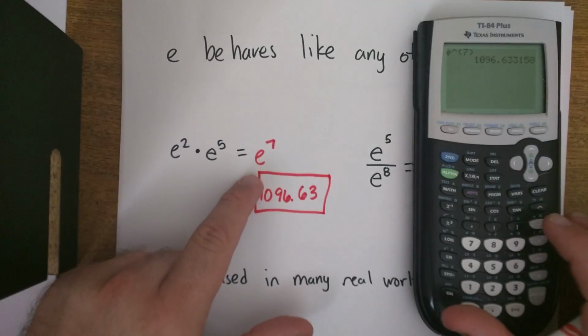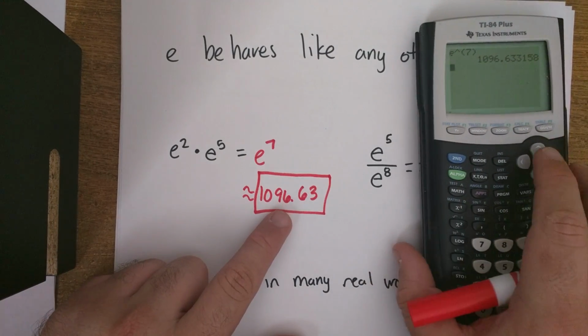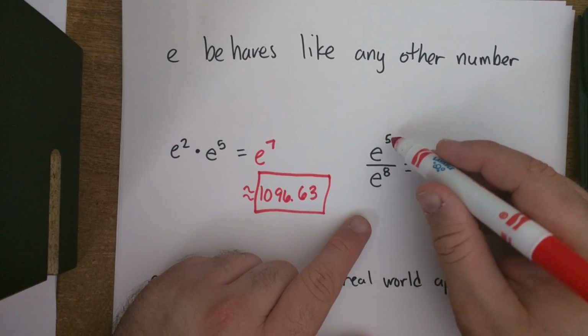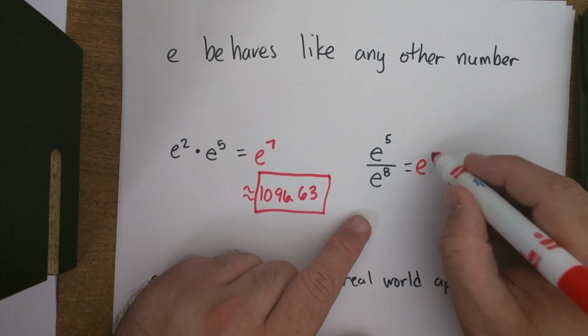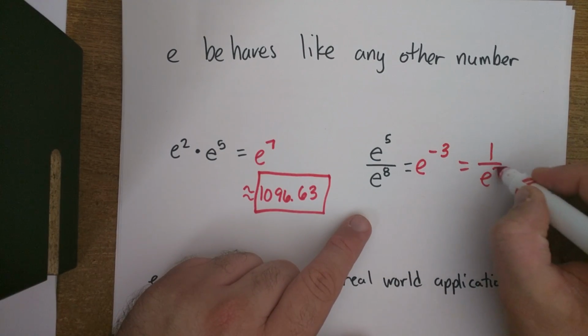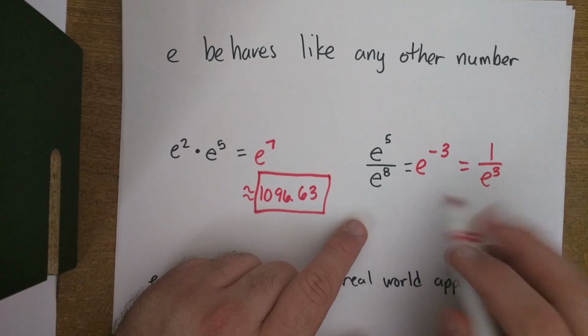That means if you took e and multiplied by itself 7 times, you would get this number. Even this right here, e to the 5th over e to the 8. Remember, you subtract exponents in this way, so you get e to the negative 3. You can leave it like that. You can even write it as 1 over e to the 3, because that's our negative exponent property.